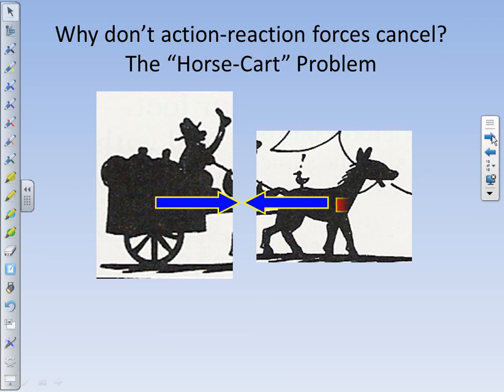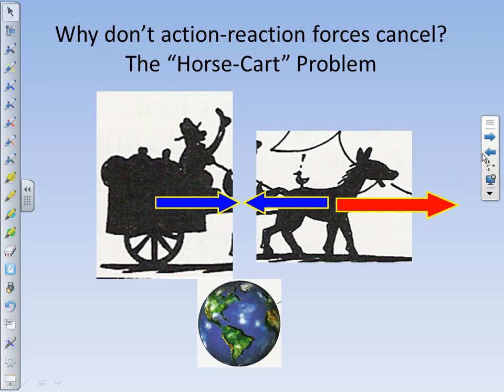So, the horse has to experience a bigger force to the right than it does to the left because of its action-reaction. Notice, I changed colors because that is not an action-reaction force, at least according to the first two. These blues are action-reaction. Horse pulls on cart, cart pulls on horse. But there's another thing we have to consider here. There's another object involved in this interaction, and that object is the ground, or, in a bigger sense, the earth, not to scale.